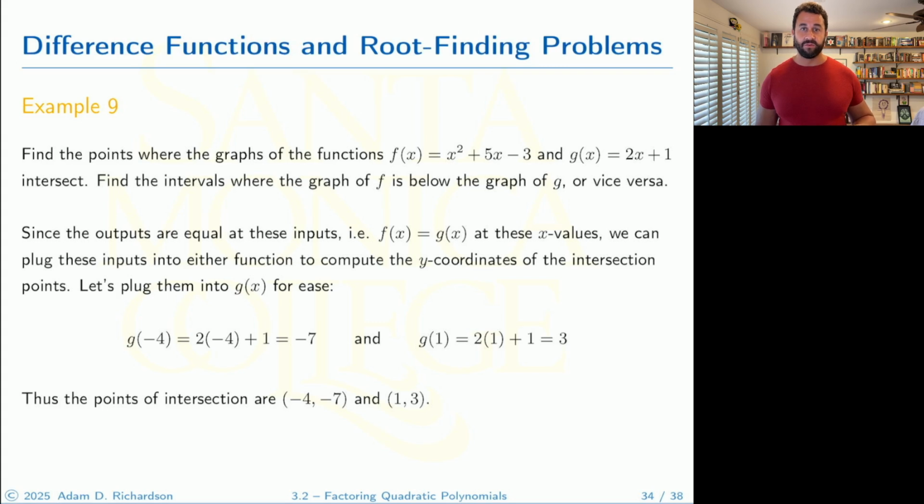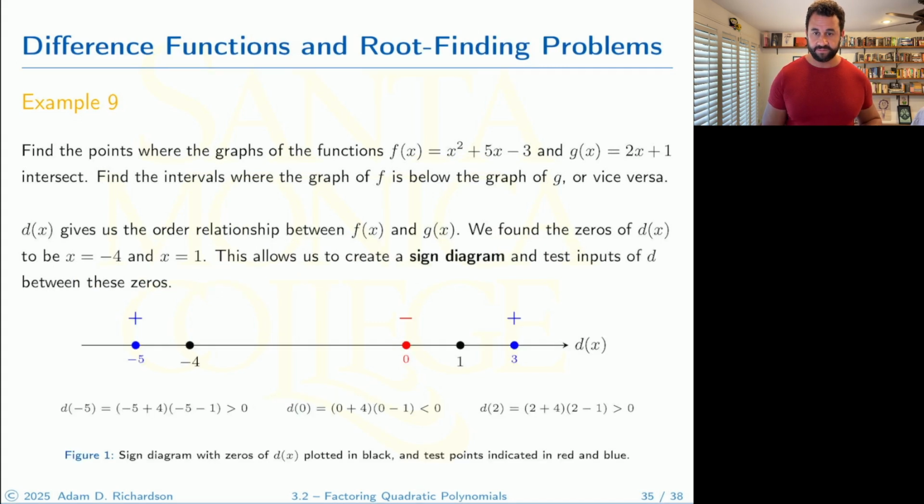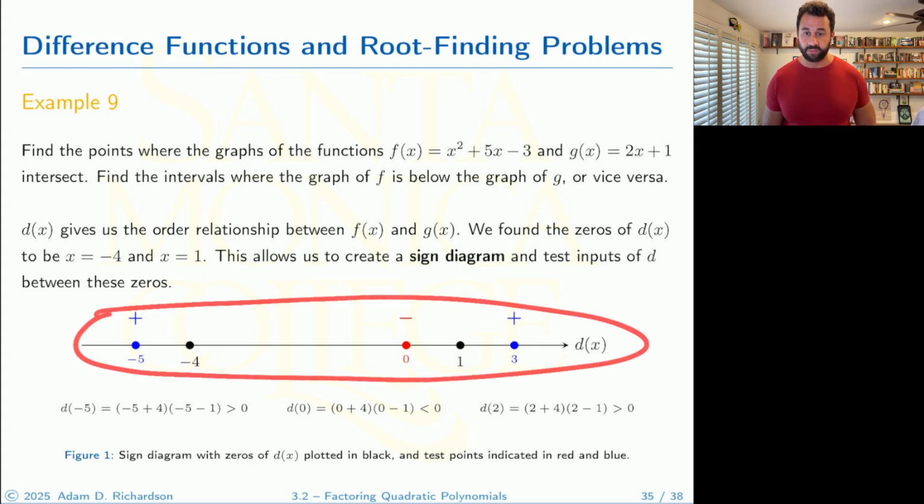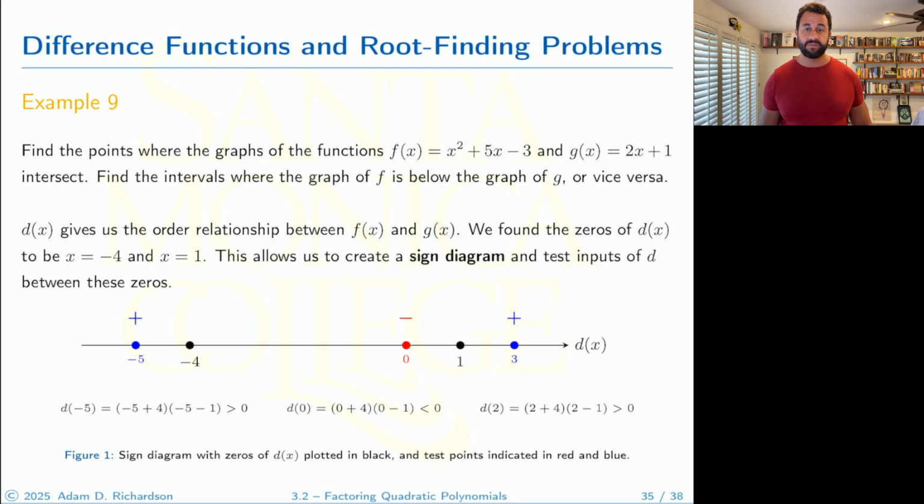Now we can find the intervals where f is above g or vice versa. Here we go. Now, remember, d of x gives us the order relationship between f of x and g of x. We found the zeros, so that is where f of x equals g of x. So now we're going to create what's called a sign diagram and do a sign analysis to figure out where the graph is above or below. So you make a number line. This number line represents d of x. Here we're plotting the zeros first. So those are the two zeros of d of x, right? Negative 4 and 1. And then we're just going to test values in between these 2 points.